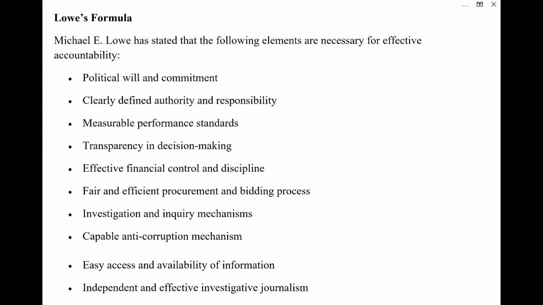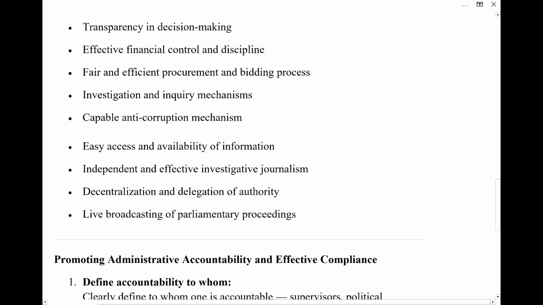Talking on accountability, Law's formula is one of the widely cited formula. Michael E. Law has stated that following elements are necessary for effective accountability, like political will and commitment, clearly defined authority and responsibility, measurable performance standards, transparency in decision making, effective financial control and discipline, fair and effective procurement and bidding process, investigation and inquiry mechanism, capable anti-corruption mechanism, easy access and availability of information, independent and effective investigative journalism, decentralization and delegation of authority, live broadcasting of parliament proceedings. These are the Law's formula.